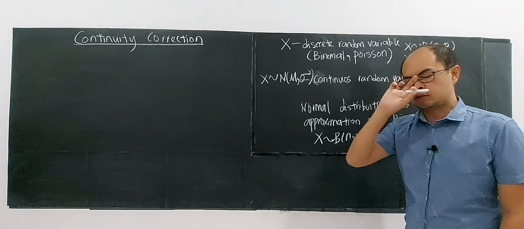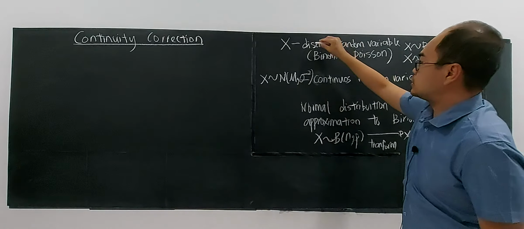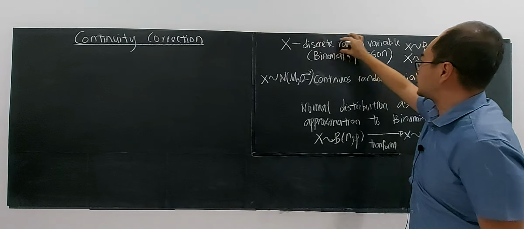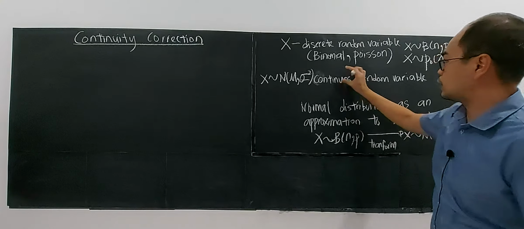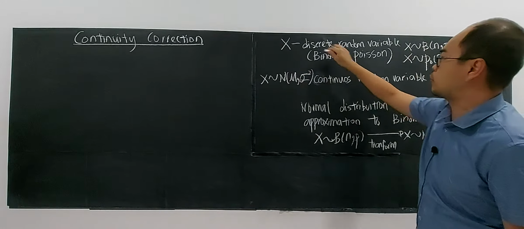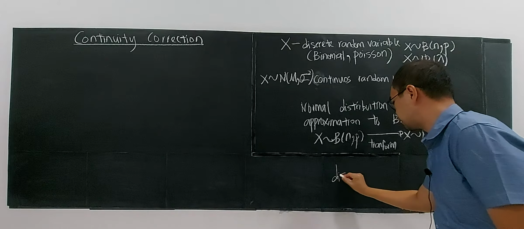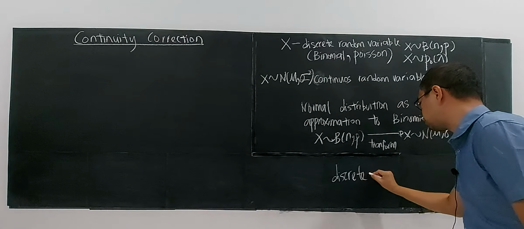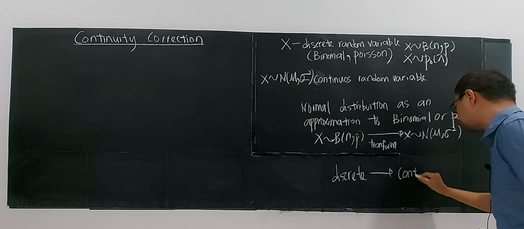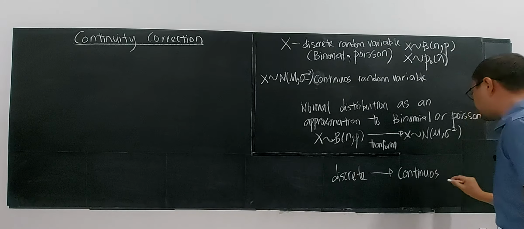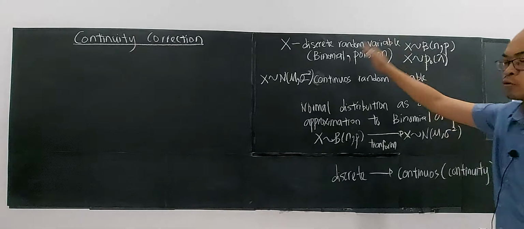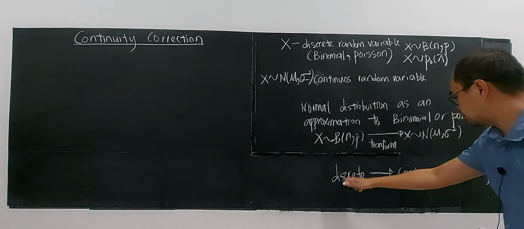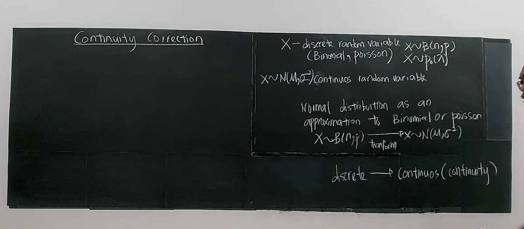So very easy, you just remember this. As long as you want to transform a discrete random variable into a continuous random variable, the summary is you want to convert a discrete distribution into a continuous distribution, then we must do continuity correction. I summarize everything I'm talking about just now. So from discrete to continuous, we do continuity correction.